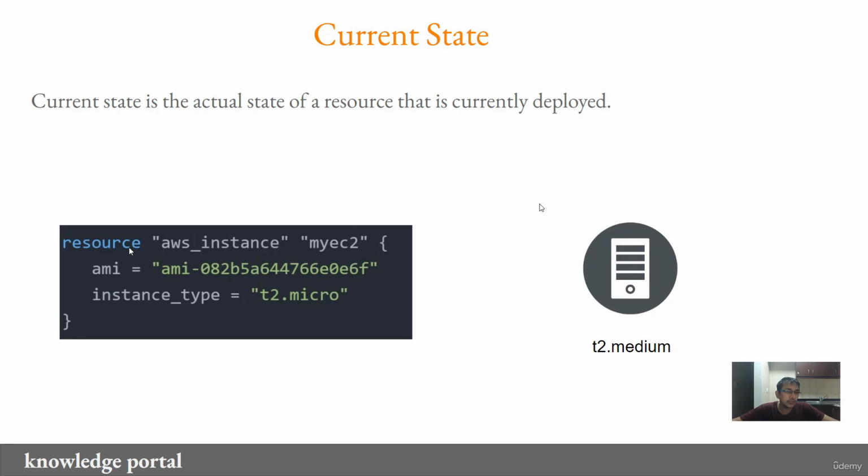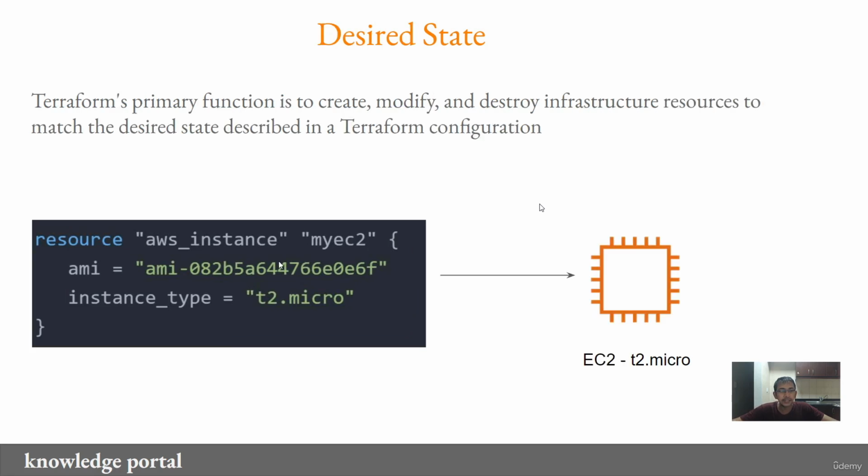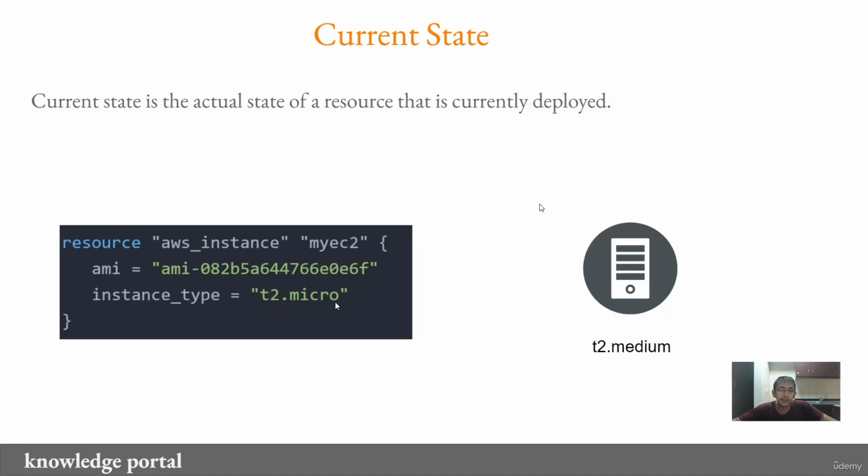Now, an important thing to note is that it is not always the case that the desired state is equal to the current state. Here you might assume that since the desired state is T2 micro instance, always a T2 micro instance will be running. It can happen that someone is manually modifying the infrastructure from the AWS side as well. So your desired state and current state will not always match. In this specific slide, you will see the desired state is T2 micro. But in the current state, on the right hand side, the instance that is running is T2 medium. So your desired state and the current state are not matching at all.